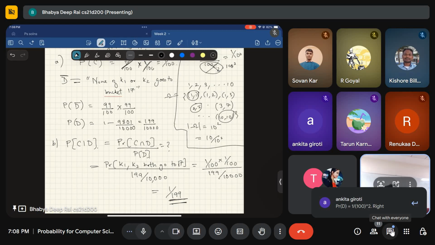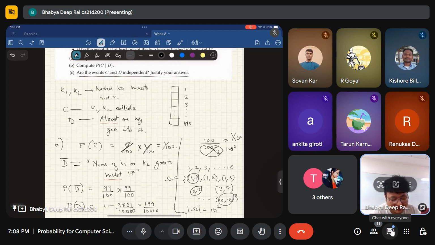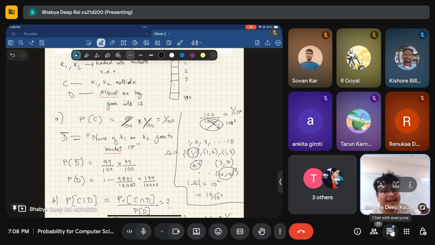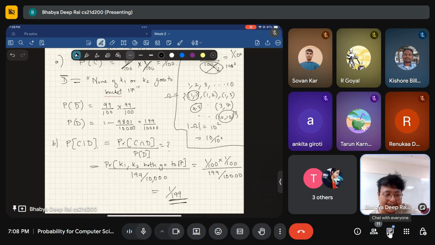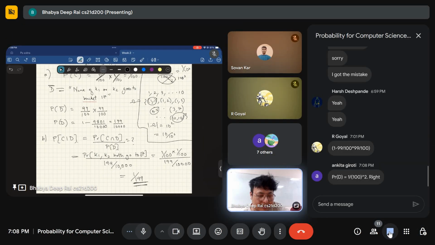Ankita is saying P of D is 1 by 100 square, right? No, Ankita. P of D is this. What is meant by D? D is at least one key goes to 17. If it was both keys go to 17, then it would be 1 by 100 times 1 by 100. The fact that both of them can go to 17 or any one of them can go to 17 makes the calculation not straightforward. I agree that it's 1 by 100 times 1 by 100 for the probability that both go into 17, which we calculated here as probability C intersection D. Is that clear, Ankita?